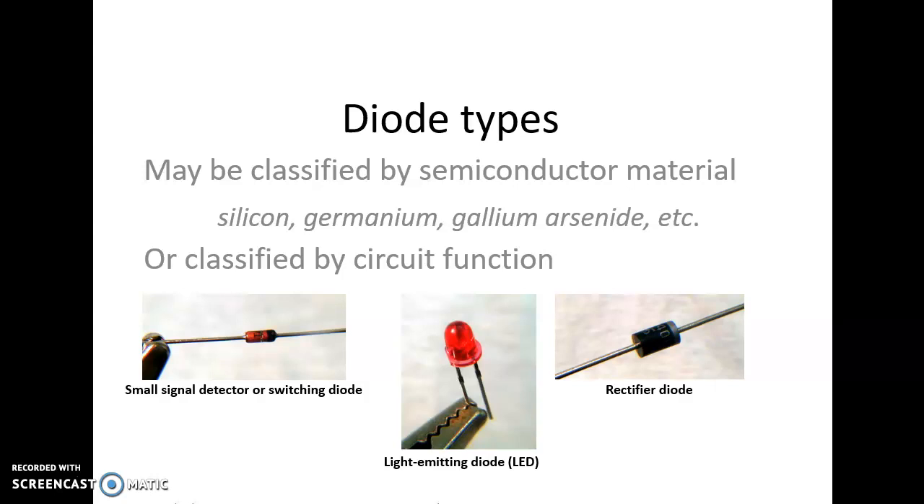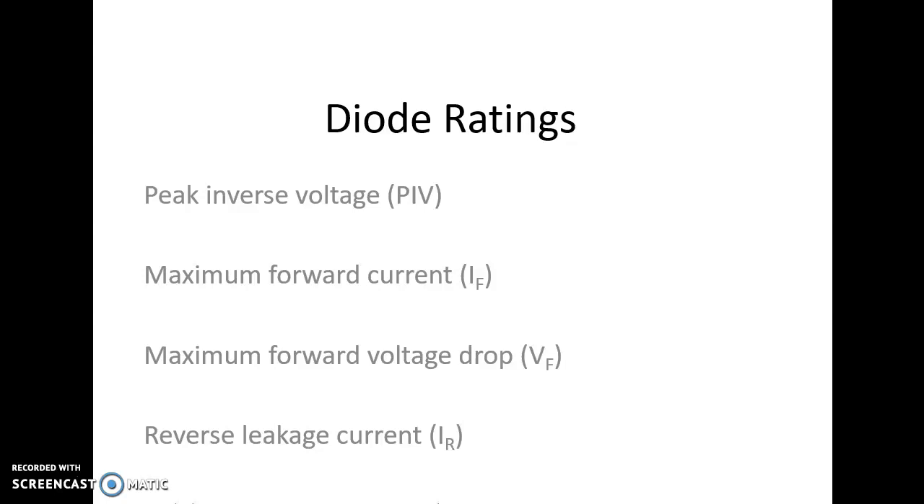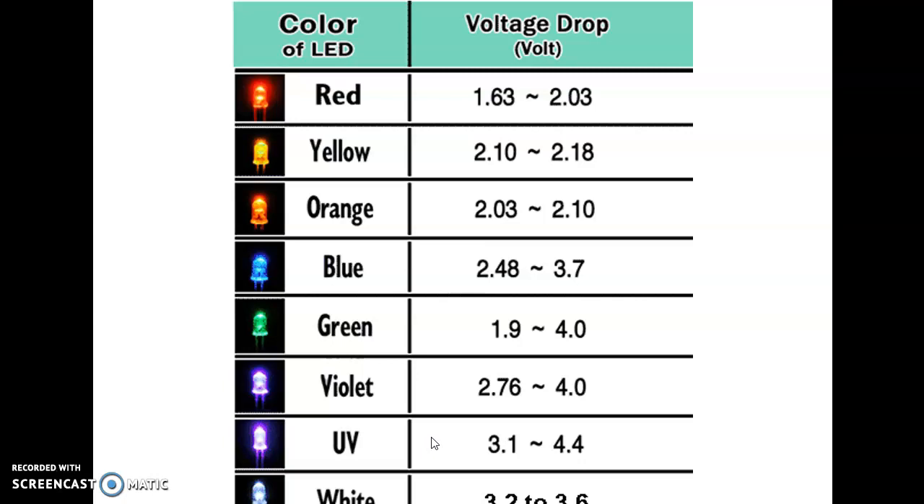LEDs use different materials for manufacturing, hence they emit light. And there are different ratings, like how much maximum current it can tolerate, how much maximum forward voltage is required to turn it on, how much reverse voltage it can tolerate, and how much reverse leakage current it can allow.